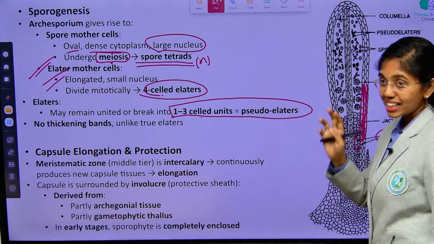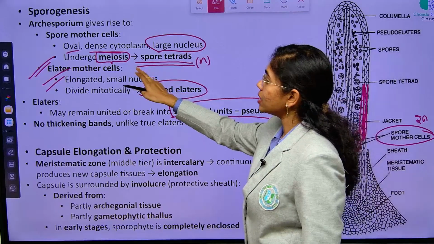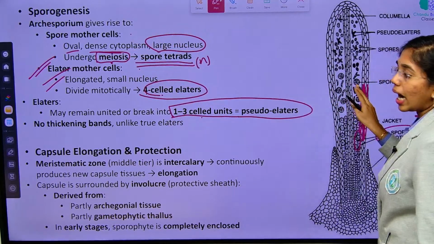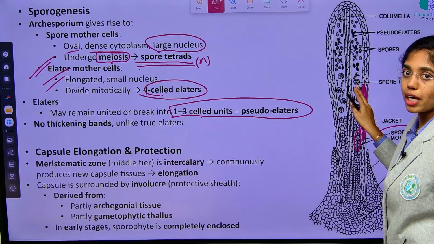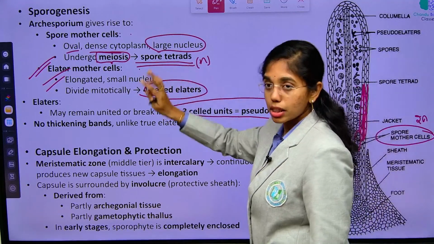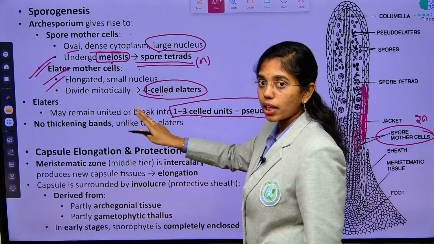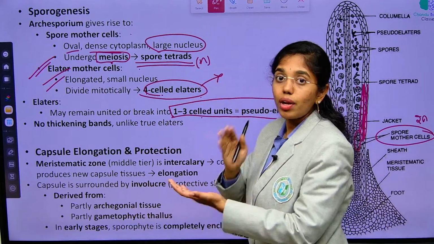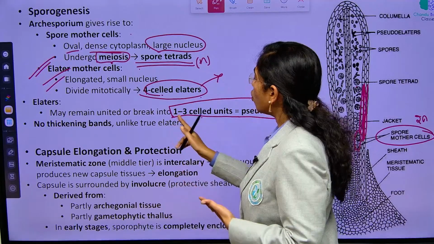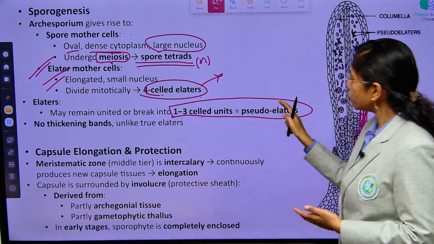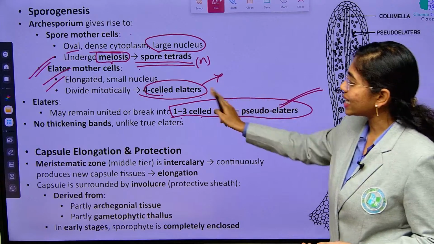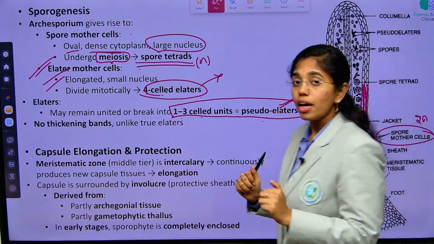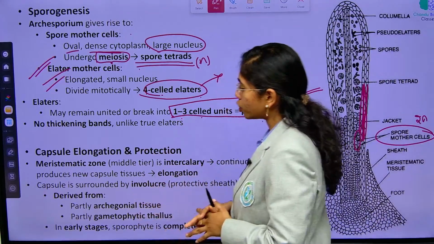Okay. So, you just observe that elater mother cells undergo mitotic divisions, whereas spore mother cells inside undergo meiotic divisions, forming spores. Elater mother cells outside undergo mitotic division, forming elaters. If at all a few elater cells break further into 1 to 3 celled units, they form pseudo-elaters. Both elaters and pseudo-elaters do not have any thickenings, but they will help in release of the spores.